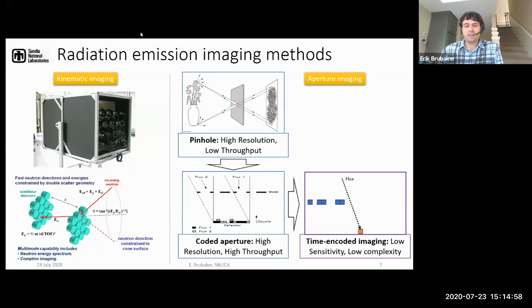I'm going to talk about what's on the right side of the slide, the aperture imaging techniques. I'll start by introducing pinhole cameras, which again is not specific to radiation. You may have built pinhole cameras in high school or something like that for optical light. A natural extension of pinhole cameras is coded apertures, where you have many holes in a mask. And then I'm going to talk about time encoded imaging, which, as you'll see, is very closely related to coded aperture imaging, but in the time domain rather than the spatial domain.